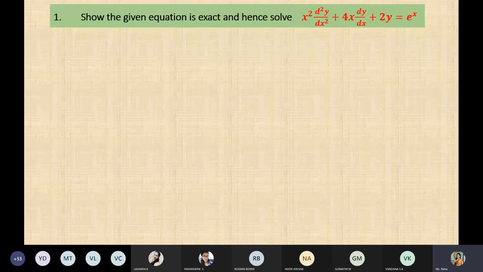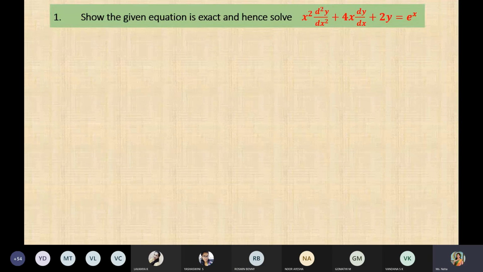Can you see the problem? Can you just read it out for me? Question number 1. Show that the given equation is exact and hence solve: x square d square y by dx square plus 4x dy by dx plus 2y is equal to e to the power of x. Very good. So first you have to show that your equation is exact and then you have to solve it.